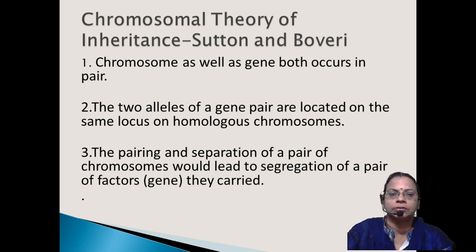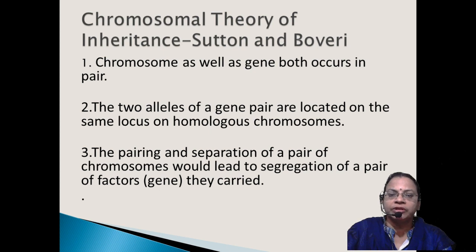Then the second point, the genes are located on the same homologous chromosome. The two alleles of a gene pair are located on the same locus of a homologous chromosome. And along with that, you have to add, each chromosome can carry many genes, and these genes are arranged linearly. That means one over the other. So one by one, all of them are arranged linearly.